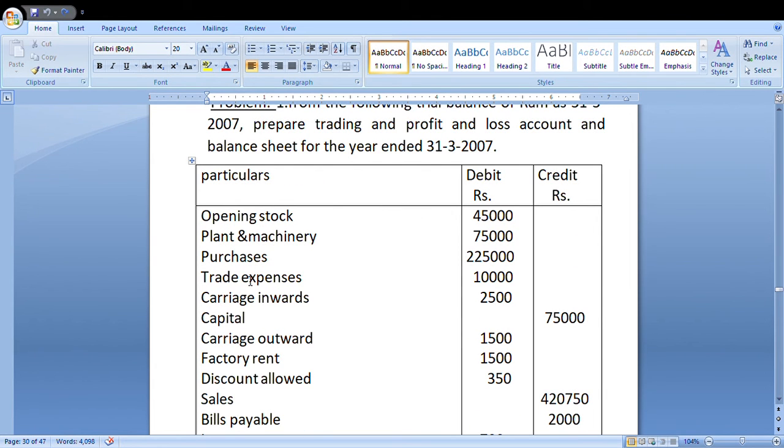Next, purchases already enter the trading account. You do not enter it again. Trading expenses also enter the profit and loss account. Carriage inwards enters the trading account. Next is the capital. This does not enter there. This enters the balance sheet, liability side.